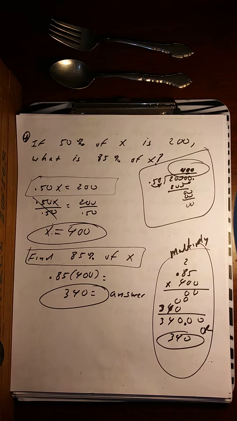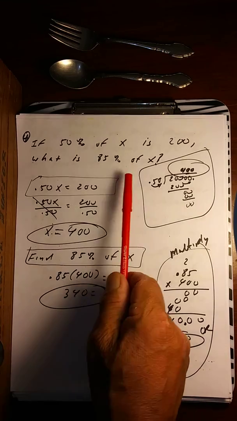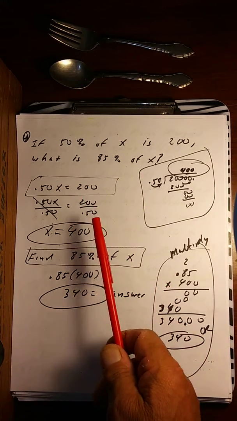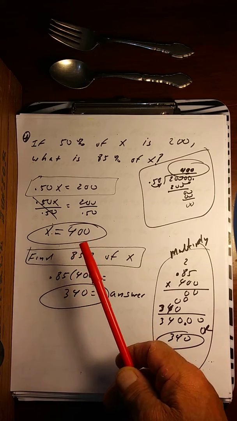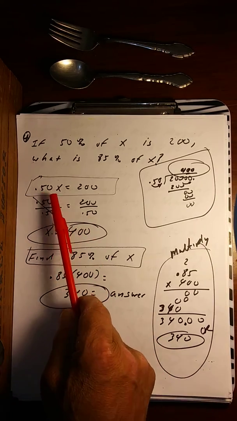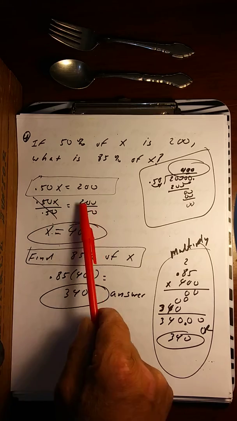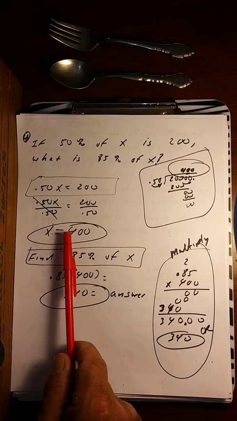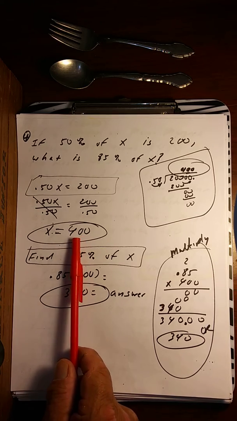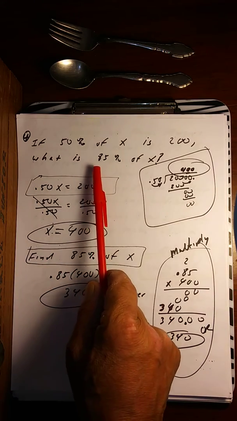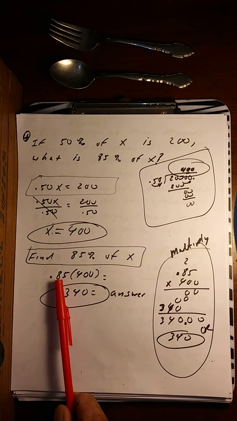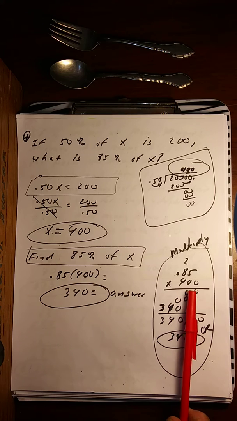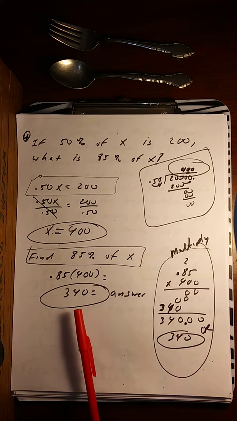If 50% of x is 200, what is 85% of x? So first, let's find out what x is. If 50% of x is 200, divide by 0.50, divide by 0.50. 200 divided by 0.50 is going to give you 400. So we know x has to be 400. But now we want to know what is 85% of x. So 0.85 times 400 is going to give you 340.